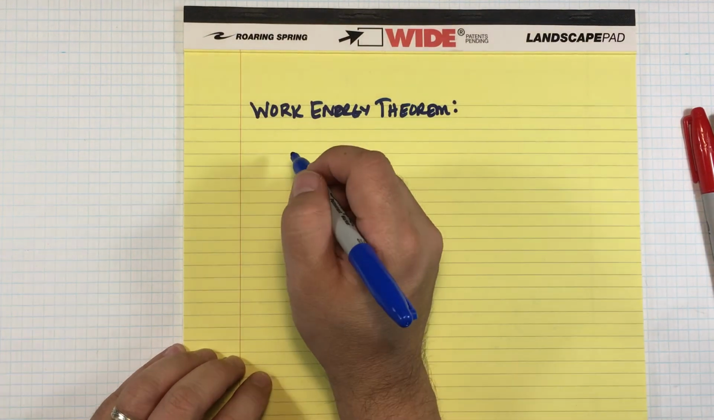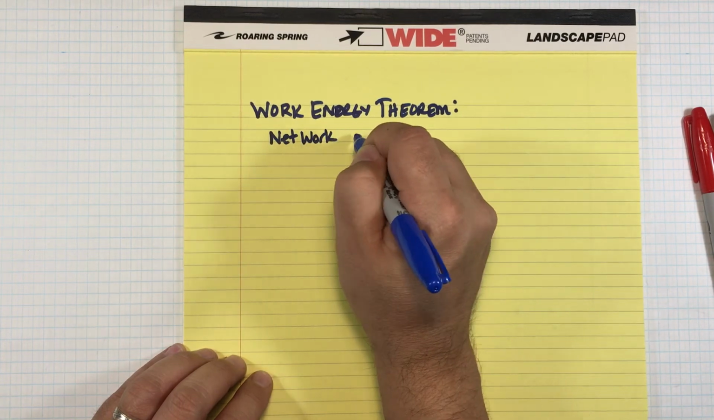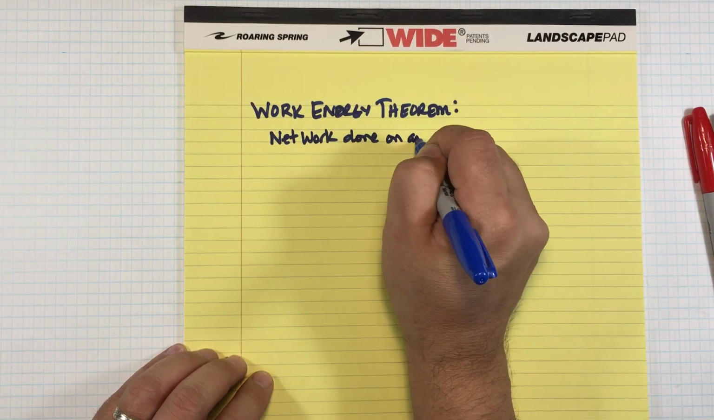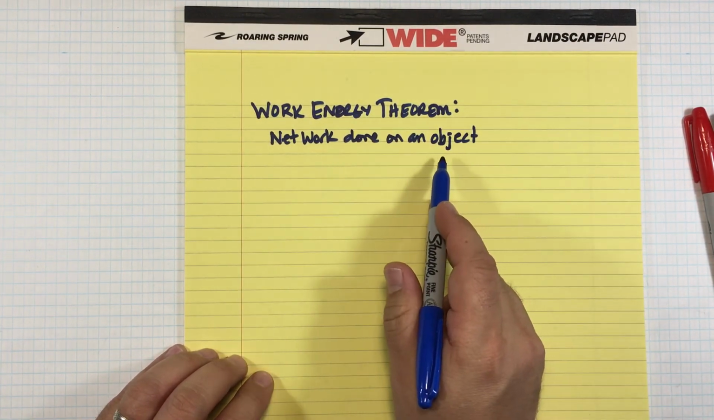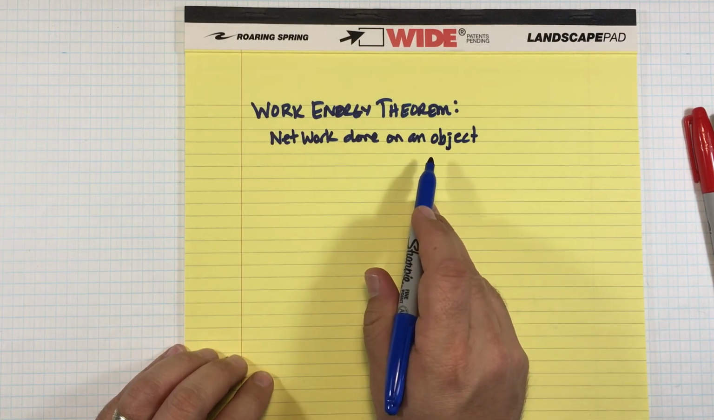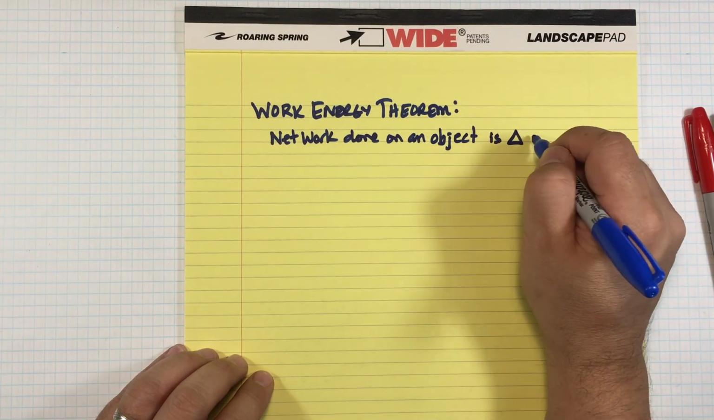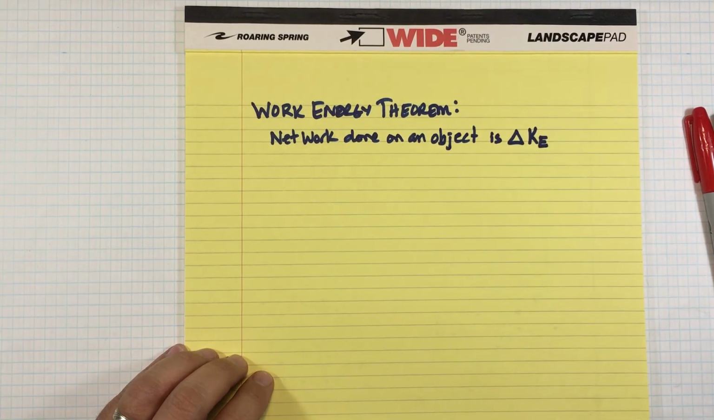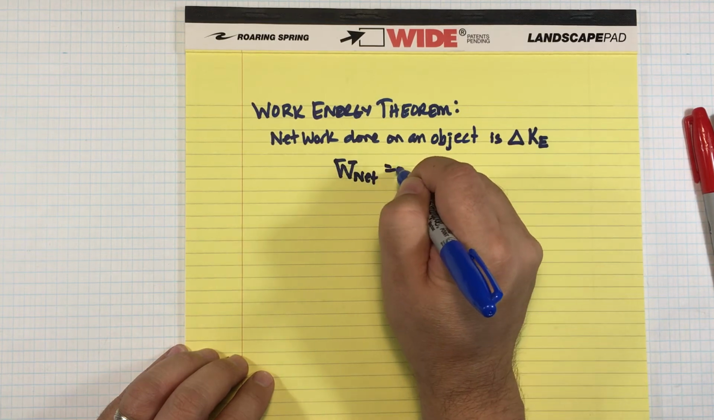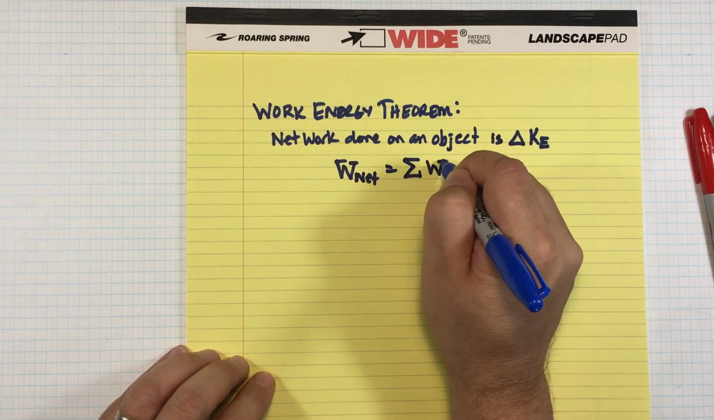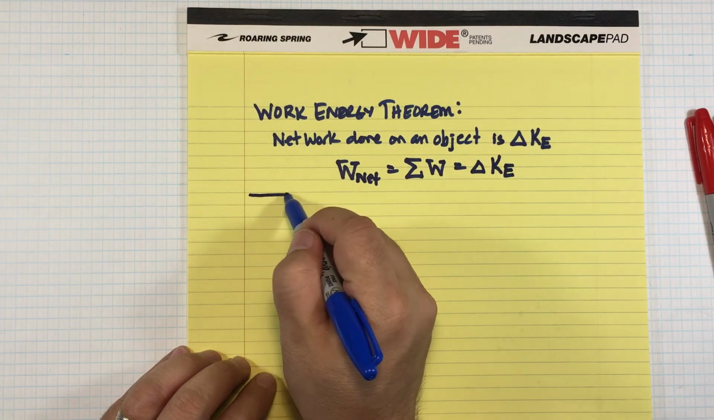Simply stated, the Work-Energy Theorem says that the net work done on an object, that is the total sum of all the energy put into the object and the total sum of all the energy put out of the object together, is equal to the change in the kinetic energy of the object. So if I write that mathematically, the net work, which is the sum of all the works on an object, is equal to the change in the kinetic energy of that object.